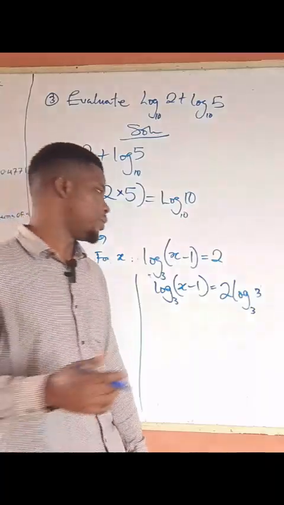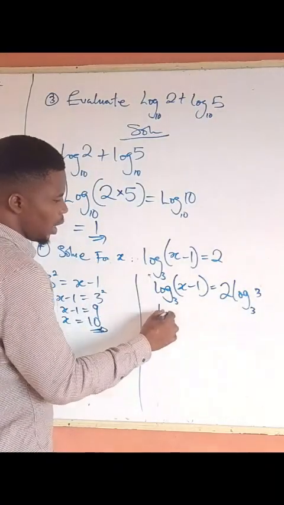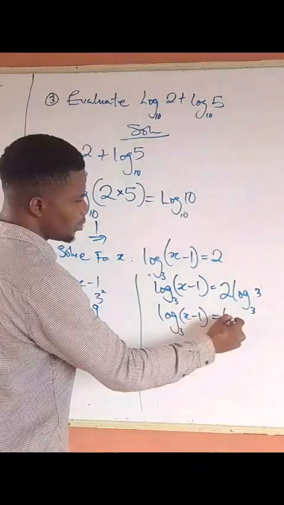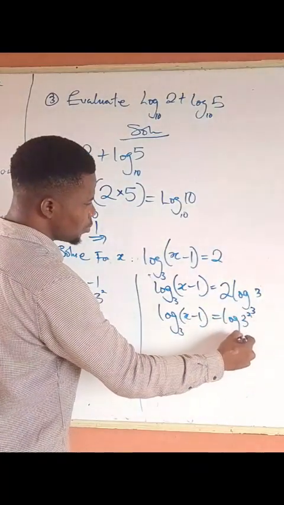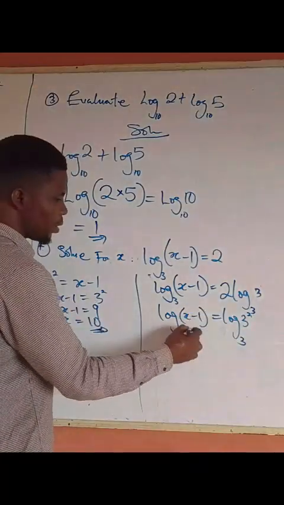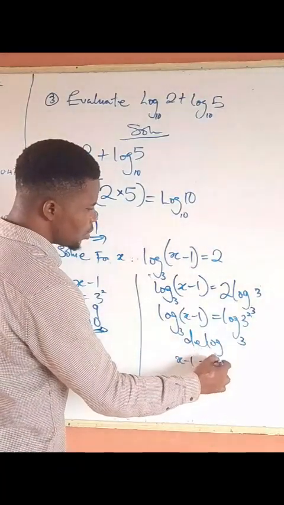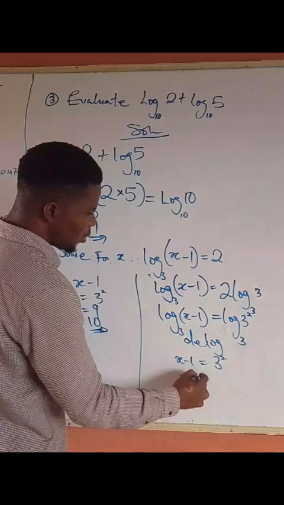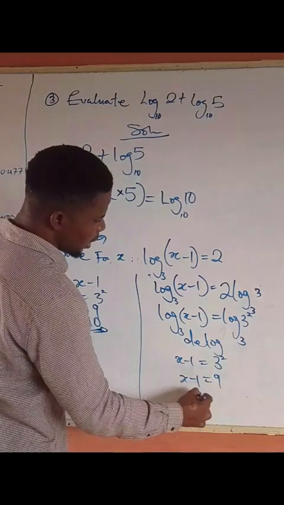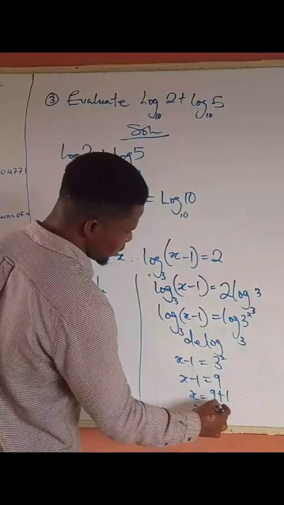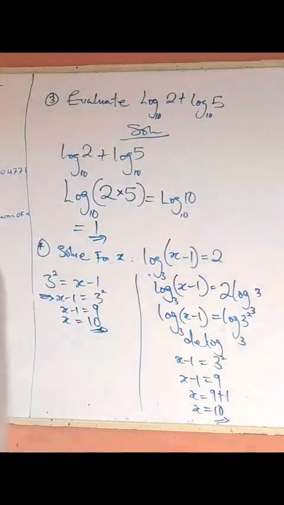Alright, so what do we have now? Log of S minus 1 to base 3 equals 3 raised to power 2. So you cannot have the log anymore. So S minus 1 equals what? 3 raised to power 2, which is 9. S equals 9 plus 1. S equals what? 10. Do we all understand this?